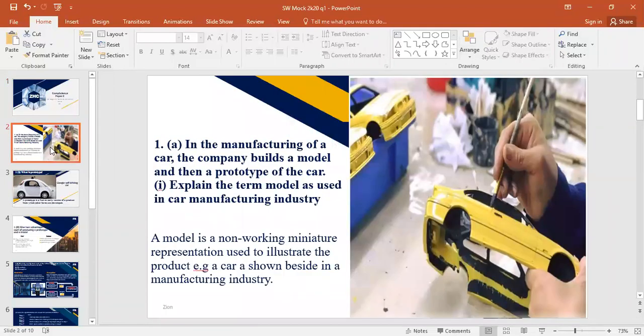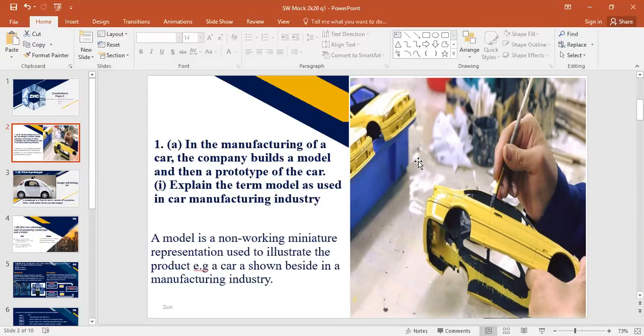Let's first of all understand what is a model. A model is a non-working miniature representation used to illustrate the product, e.g., a car shown beside in the manufacturing industry. If you come, for example, to a manufacturing industry and you want to produce a car, the first thing you're going to do is to produce a model.